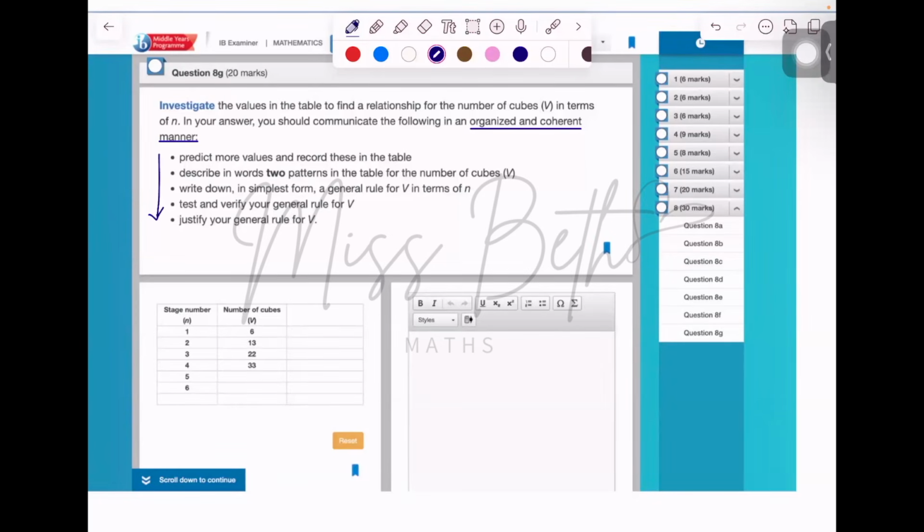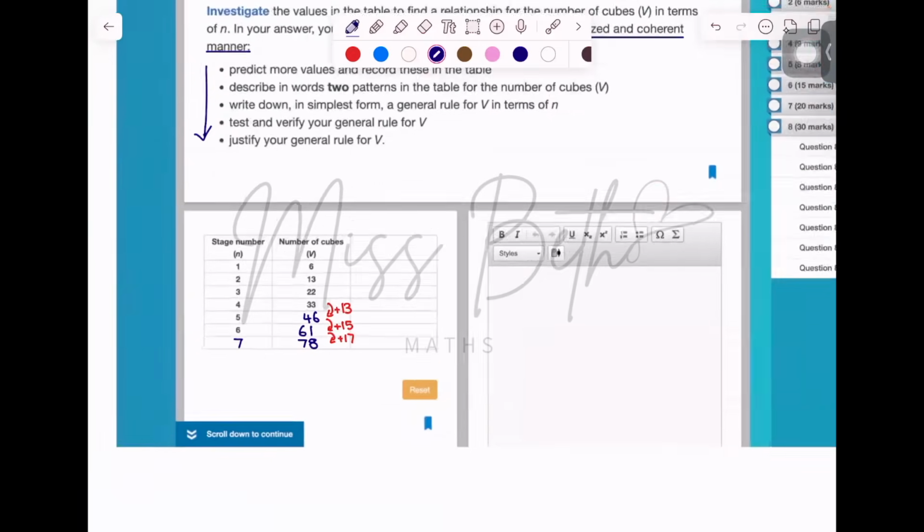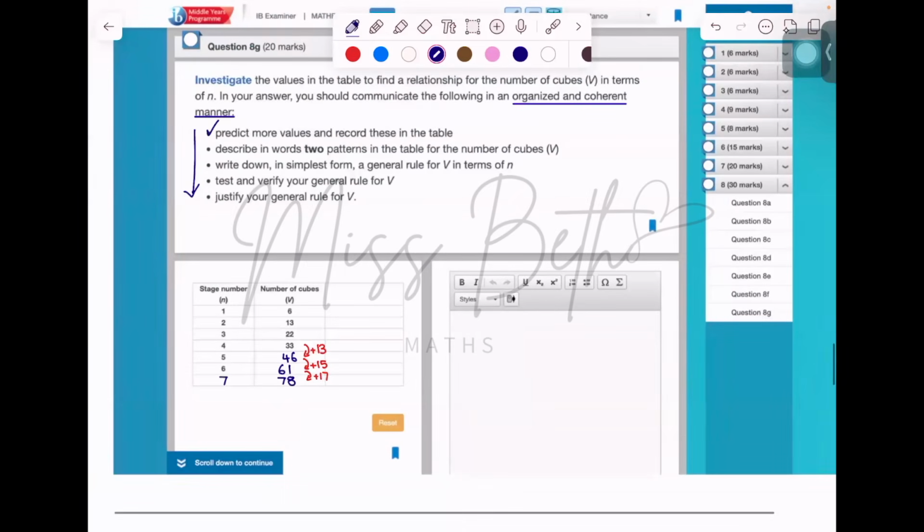Okay, so the first thing we're going to do is predict more values and record these in the table. So let's do that first. We said 46 was going to be next. So that was adding 13. Okay, so then I know the next one I'm going to need to add 15. Okay, and that's just following that previous pattern that we've already identified. So 46 plus 15 would give me 61. So then for stage 7, we're going to need to add 17. So that would be 78. Okay, so that's the first part done. And we can tick that off.